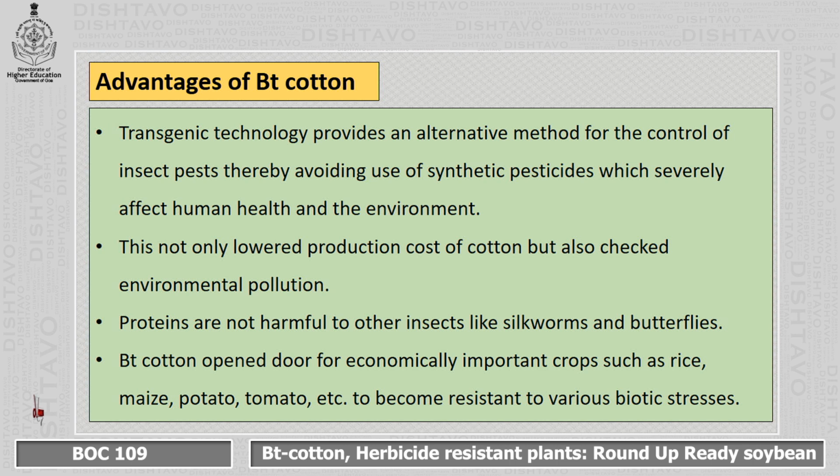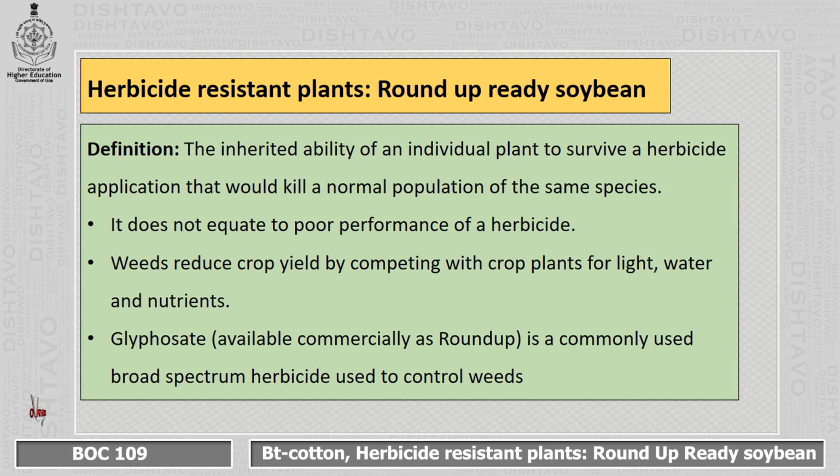Now Bt cotton opened the door for economically important crops such as rice, maize, potato, tomato, etc. to become resistant to various biotic stresses. Apart from pest resistance, there are different types of stresses, biotic stresses as well as abiotic stresses, wherein you can introduce the gene. Now the next example is a herbicide resistant plant, that is Roundup Ready soybean.